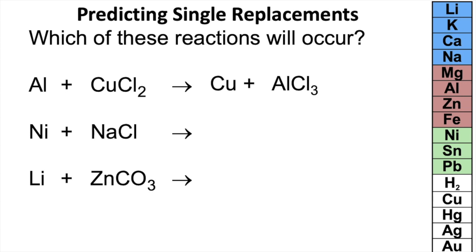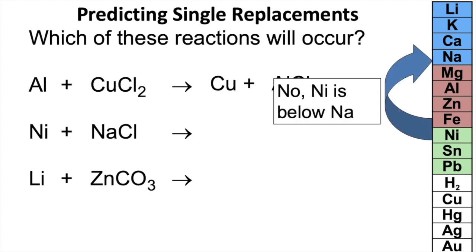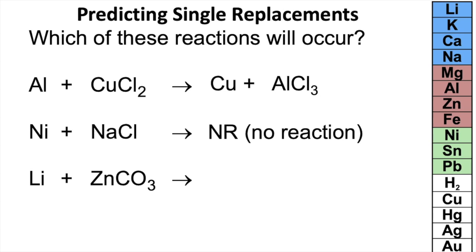Next up, we have nickel combined with sodium chloride. So we're going to look at our activity series again. This time, nickel is below sodium. So that means nickel is not more reactive than sodium, so it cannot replace sodium in the compound. So this reaction will not occur at all. Because in order for one of these reactions to take place, the plain metal that you're starting with has to be more reactive than the metal that is already bonded in the compound.